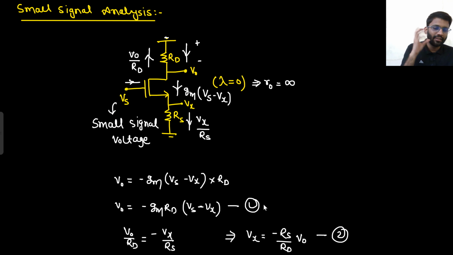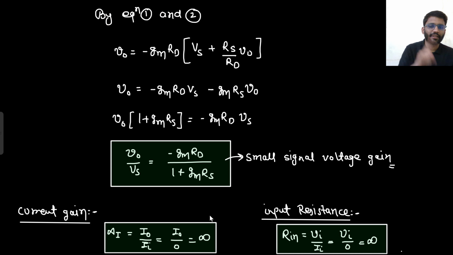For finding the gain, we smartly wrote down the equation. What was the equation we wrote down? First, we wrote down the current. Then we wrote down the vo value. vo was minus gm RD times vs minus vx. The problem was vx. So then we found the relation between vo and vx. What was the relation? vo by RD is equal to minus vx by RS. Then we found the gain. The gain was minus gm RD upon 1 plus gm RS. Current gain was simply infinity. Input resistance was also infinity.